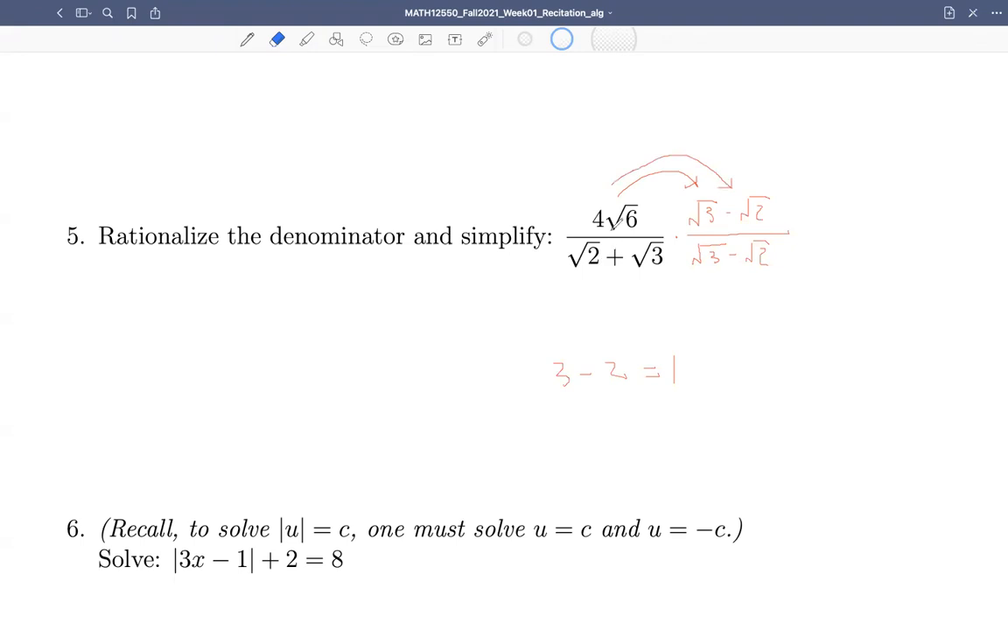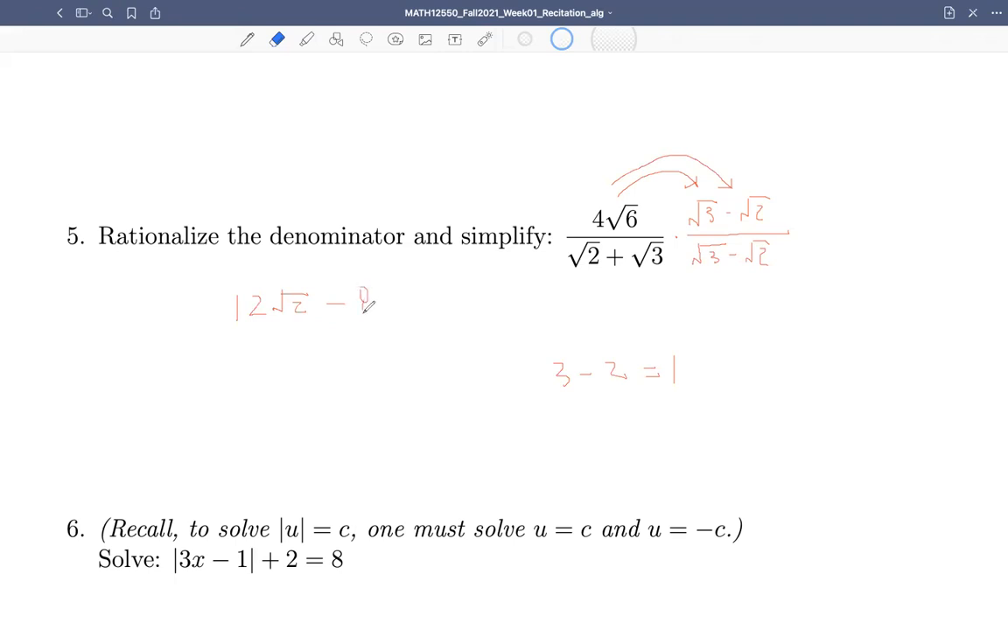We multiply 4 radical 6 with radical 3. Radical 6 is radical 2 times radical 3. Then we get a radical 3 squared, which becomes 3. So we get 12 radical 2. That's when we multiply the first two terms. Now we multiply 4 radical 6 with radical 2. Then radical 2 times radical 2 becomes 2. So 2 times 4, that's 8.